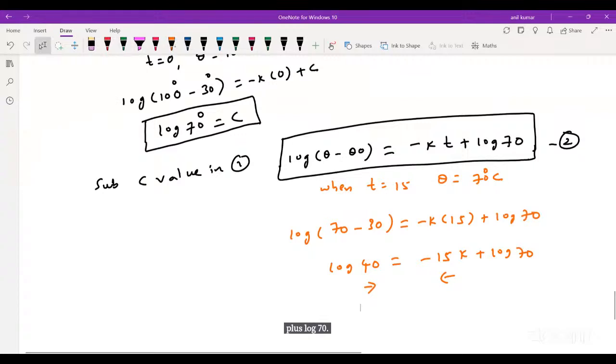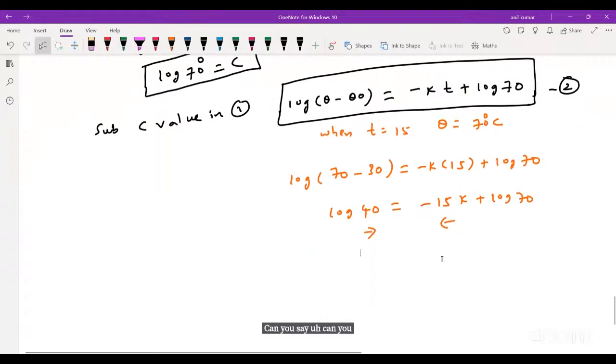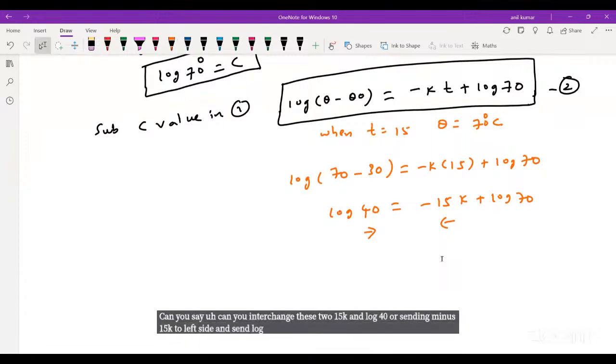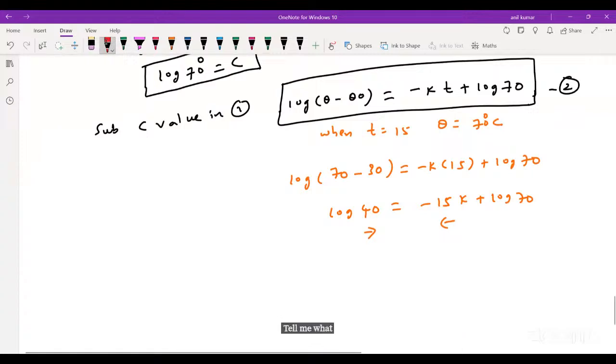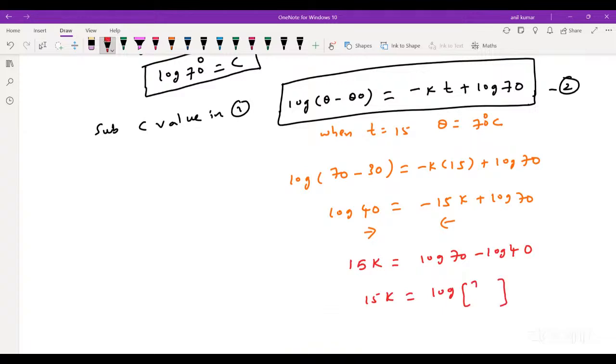Can you interchange these two, sending minus 15k to the left side and sending log 40 to the right side? Tell me, what is the new equation? What is the next equation? 15k equals log 70 minus log 40, sir. Fine. Log A minus log B is nothing but log A by B.